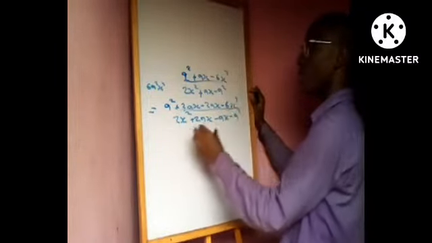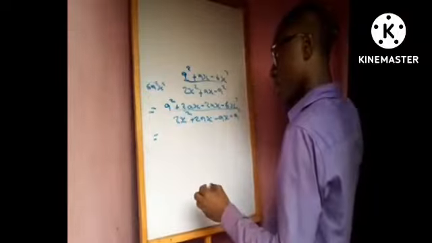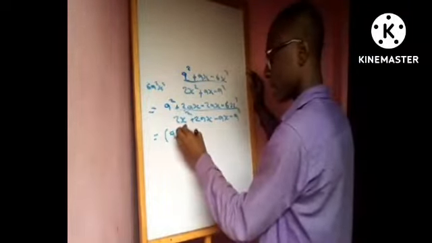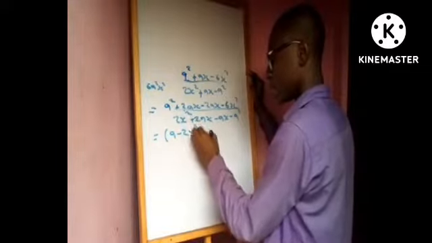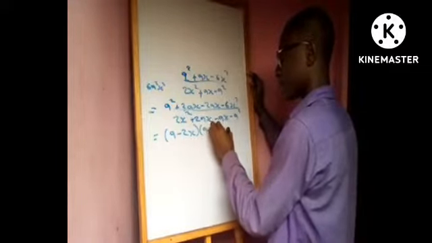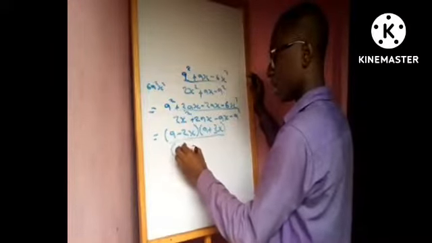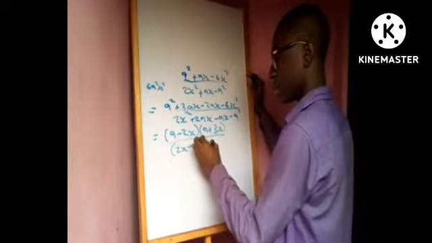When we factorize the numerator, we have a minus x, a plus 3x. When we factorize the denominator, we have 2x minus a, x plus a.